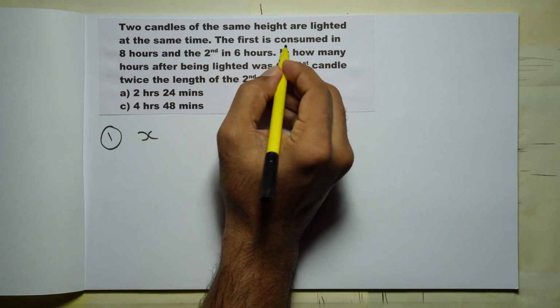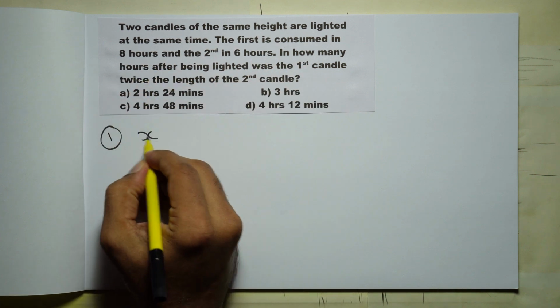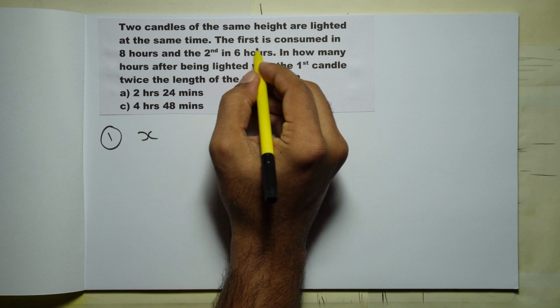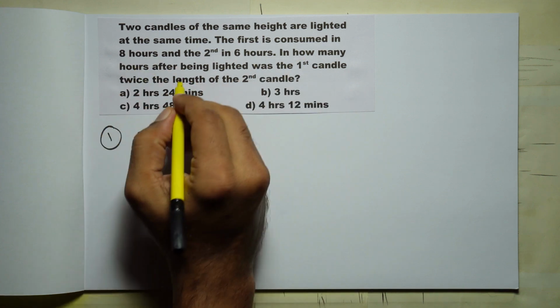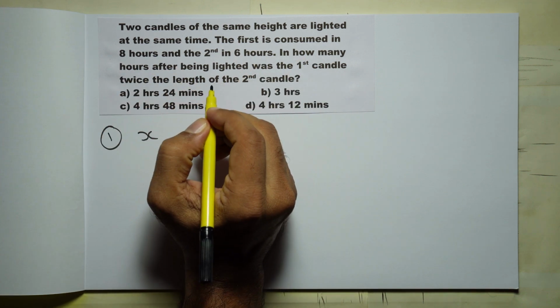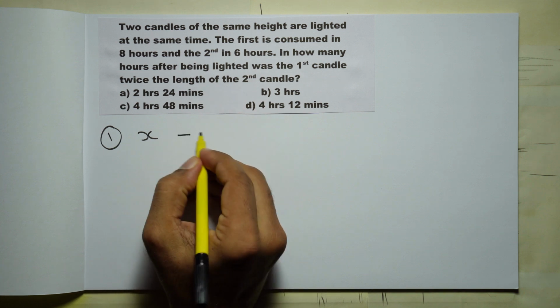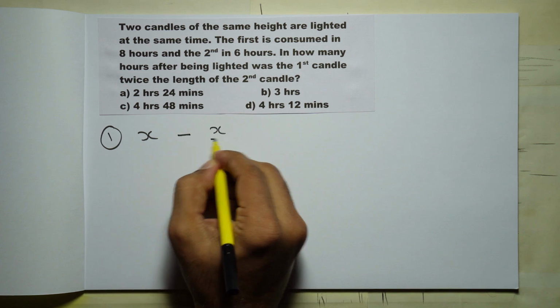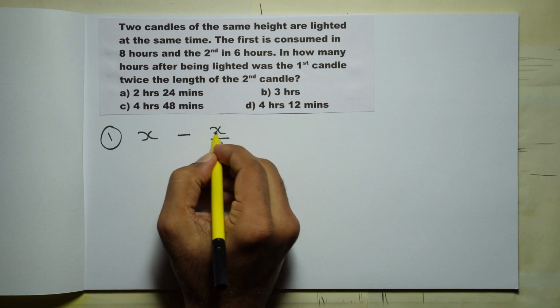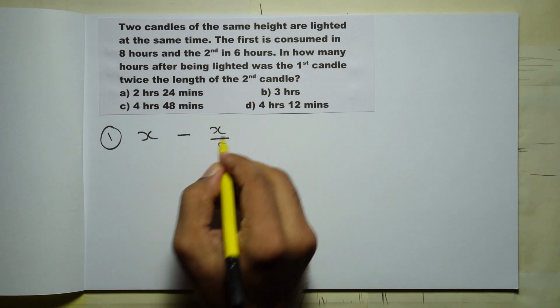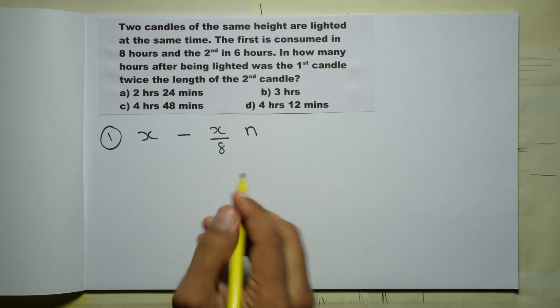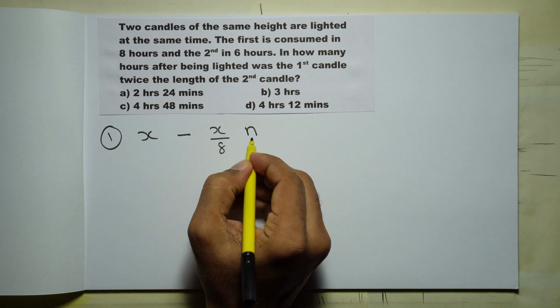And every hour 1 by 8 of the height will be consumed. It is fully consumed in 8 hours, which means every hour 1 by 8 of the height will be consumed. So after 1 hour it will be x minus x by 8. 1 by 8 of the total height will be consumed. Like that for n hours. So this will be the height after n hours.